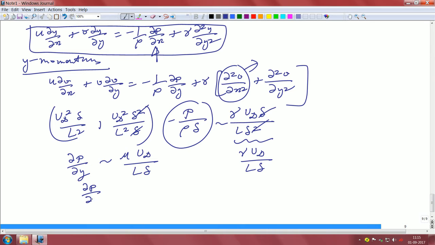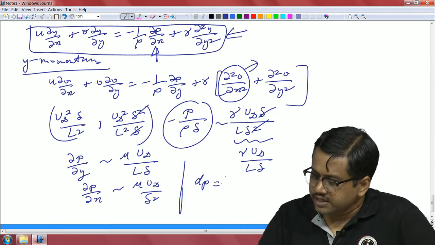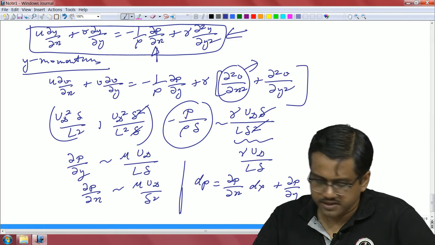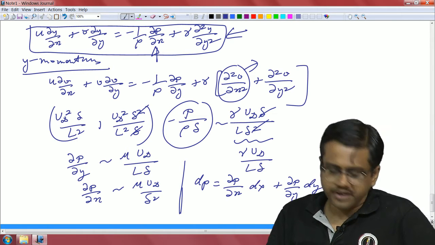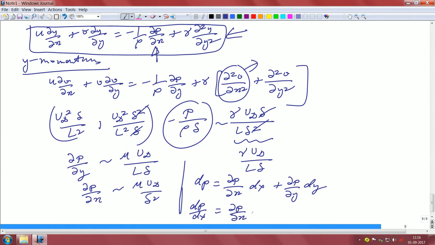Similarly, dp by dx, if you look at it, is basically given by mu u infinity by delta square. This comes from the previous definition. Now, what we can do is write dp as dp by dx into dx plus dp by dy into dy, correct. You can write it like that. Or in other words, dp by dx total is equal to dp by dx like this plus dp by dy into dy by dx, correct. You can write it like that also.